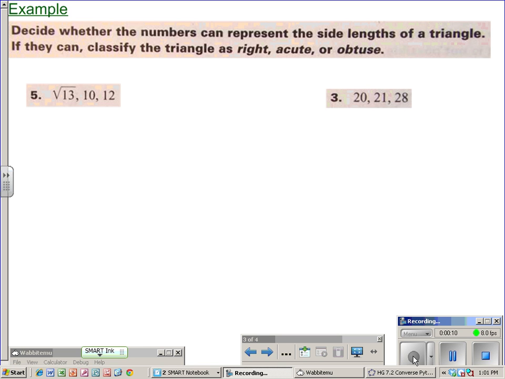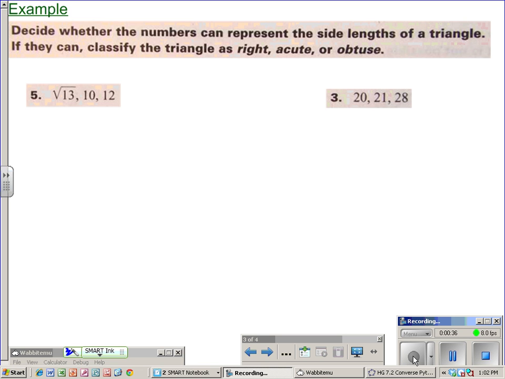The converse of the Pythagorean Theorem. In the first video we talked about setting up the generic version of the Pythagorean Theorem, a squared plus b squared, compared to the longest side c squared. If it was equal to, we had a right triangle. If it was greater than, we had an acute. Less than, we had an obtuse. That's what we talked about in the first video. So this is just the examples, how this stuff is used.